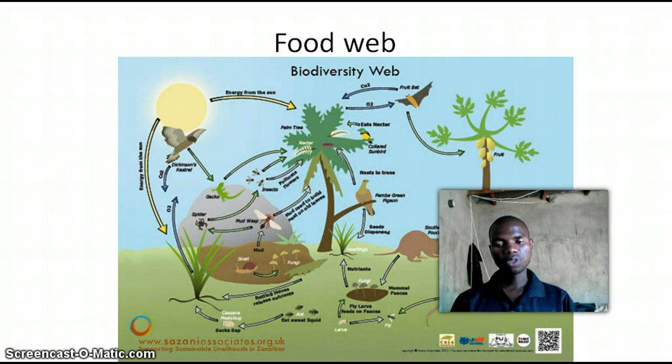The food web is really important because it shows how biodiverse it is. We've got birds, lizards, rodents, and then the earthworms and the flies. Everything falls under the biodiversity web.